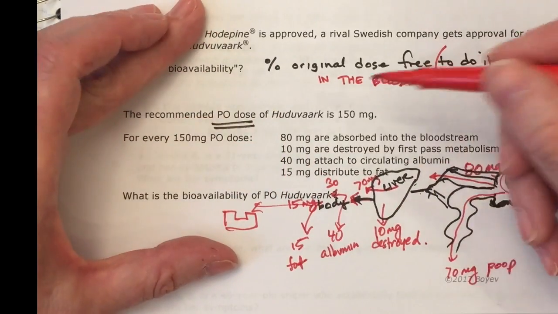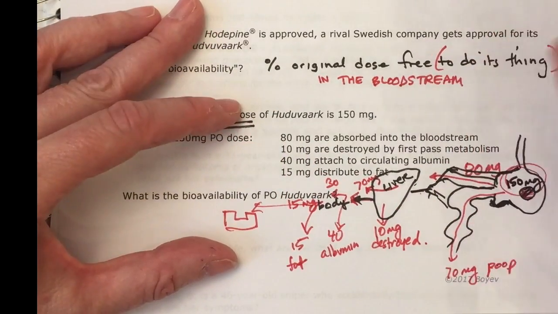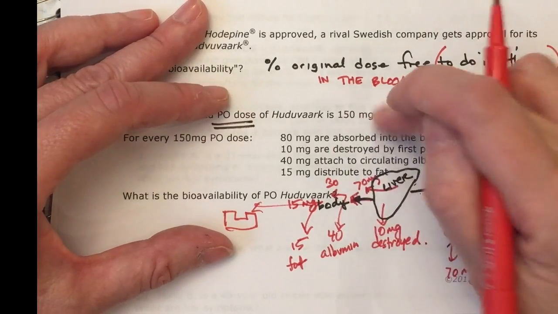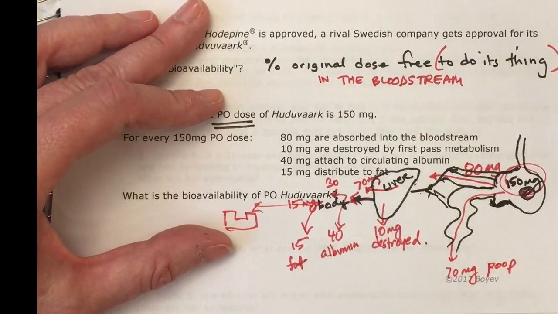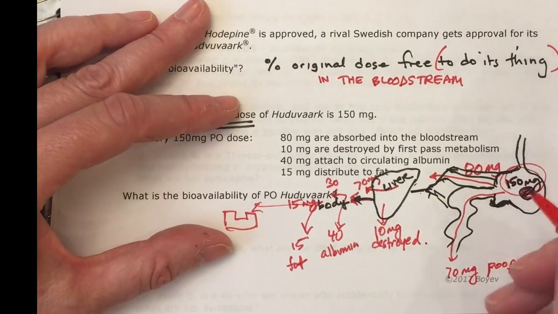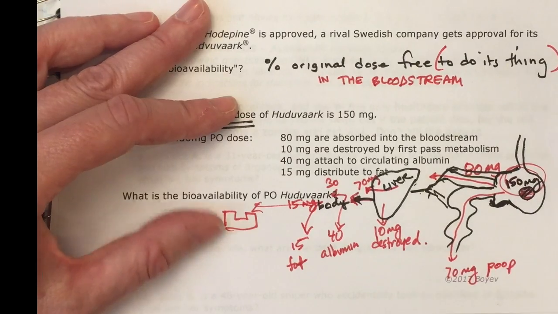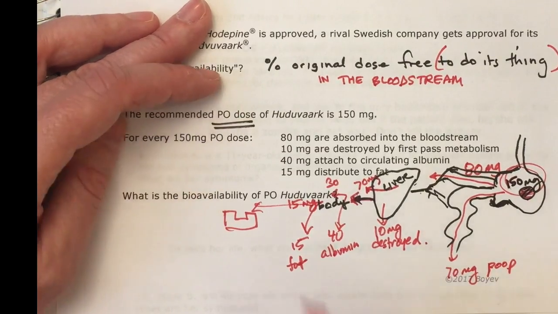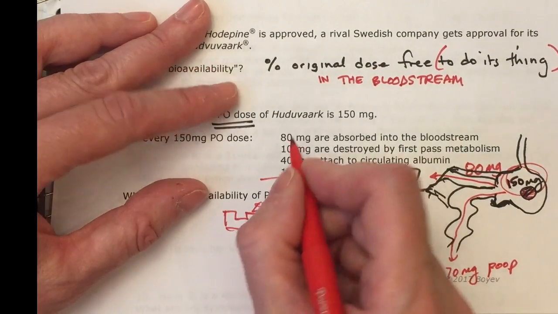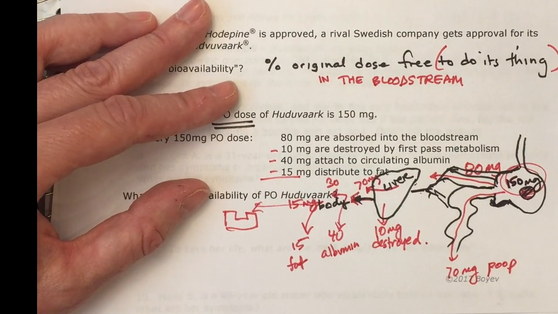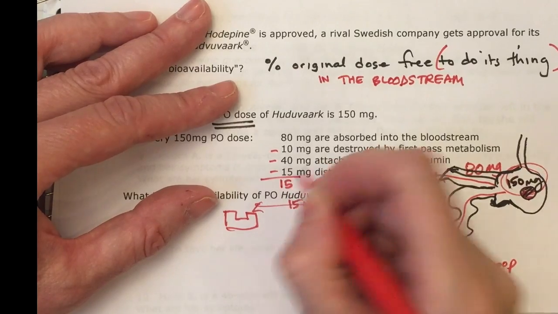The most common mistake I see people make is they just remember something vaguely about subtracting, and so they just put 150 and then they subtract everything else. But of course that makes no sense, because you want to start with the amount that ever gets to the bloodstream at all, because the other 70 milligrams here doesn't matter at all, right? All right, so the equation that you want is 80 minus 10 minus 40 minus 15, so that ends up being 15. Wow, that worked out.